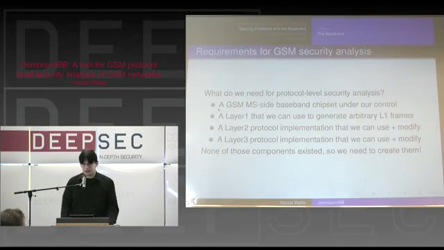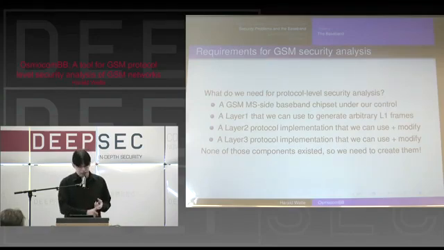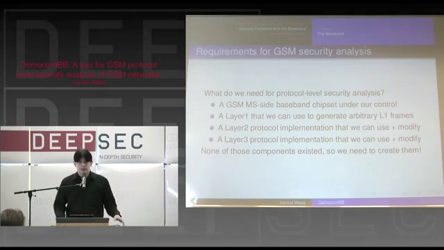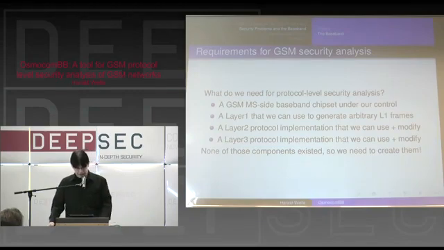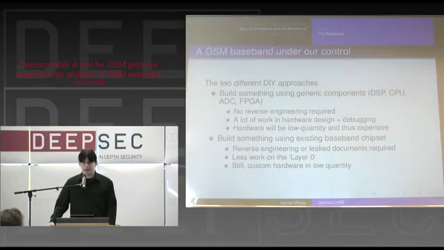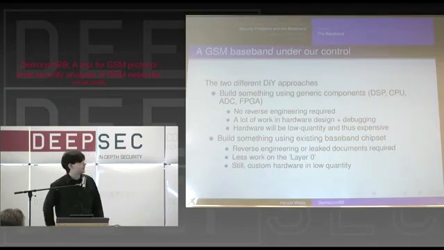So what we need in order to do what we want to do is we need the telephone under our control, we need a layer 1 that we can control, we need layer 2, layer 3 that are in control. None of those components existed in open source or a freely available manner until this year, so we needed to create them, and this project was started only in January this year, by the way.